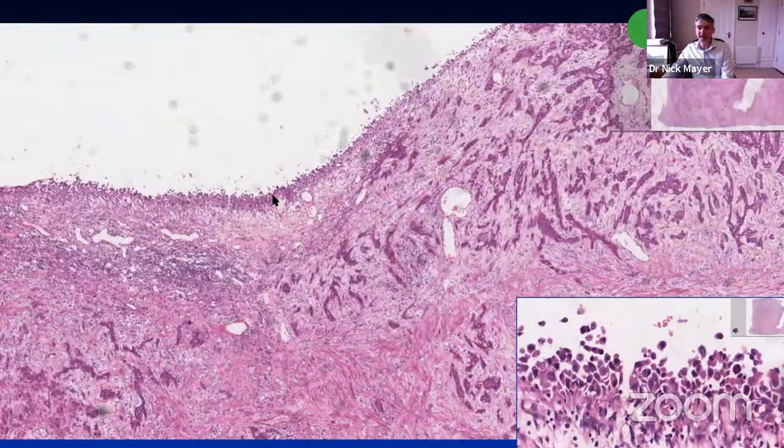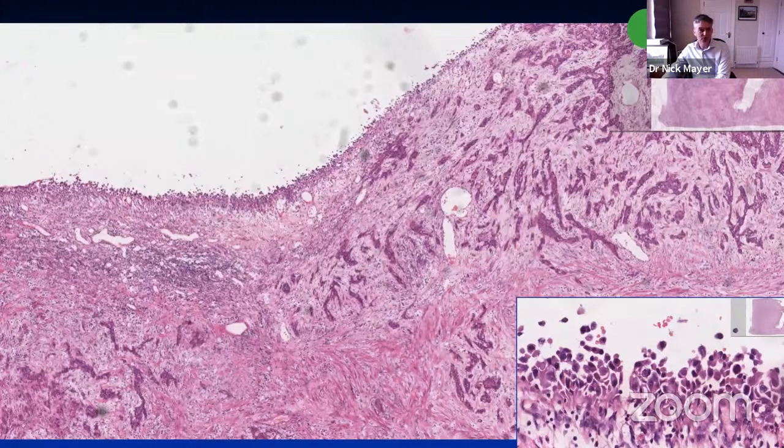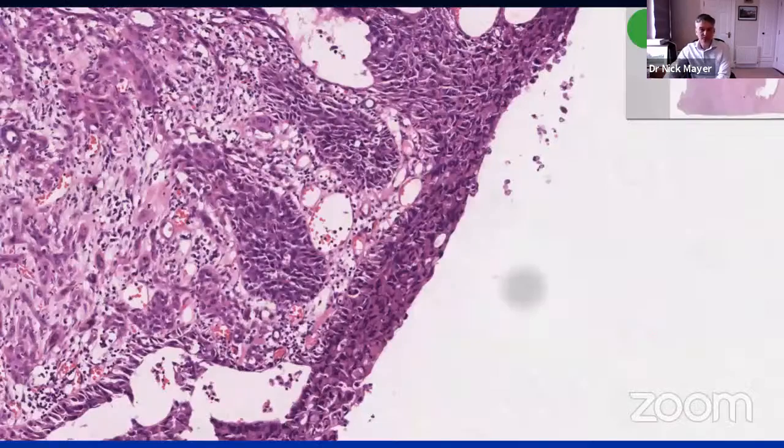This is one of the calyceal areas. If you look top left, the green box indicates which bit of the section taken from, and the inset down bottom right shows quite convincing urothelial carcinoma in situ, which was quite extensive within the calyces in this case. This is another area a bit lower down, showing again in situ carcinoma with underlying invasive disease.